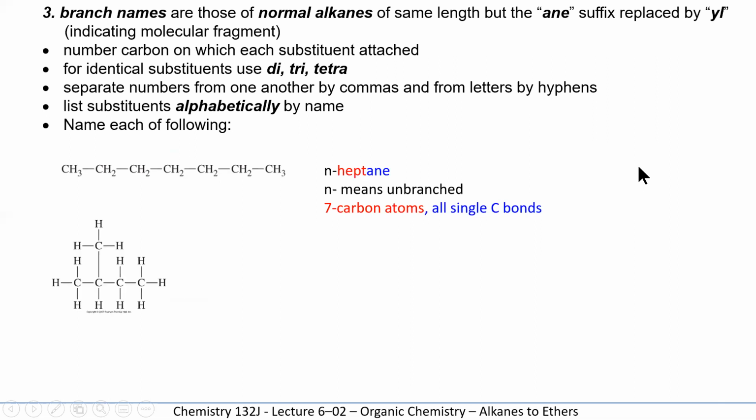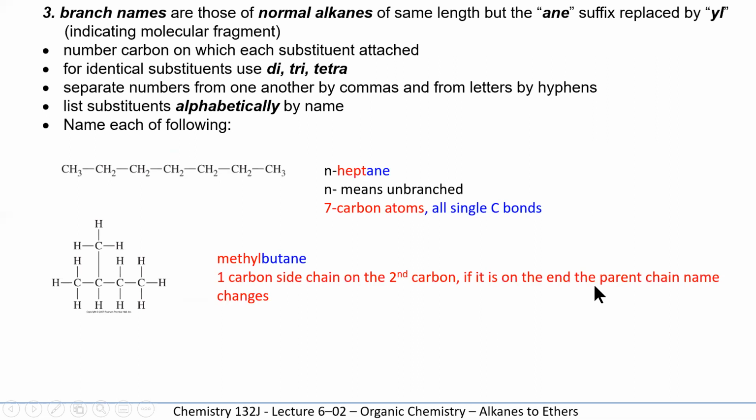The letter N simply means there's no branches. It's a straight chain. In this example here, it's called methylbutane. Because there's a 1-carbon side chain, we don't really need to number it, simply because there's only one place on a butane chain. You can either put it on this carbon or this carbon, but it's still going to be the 2nd carbon. So that's why we can just call it methylbutane.